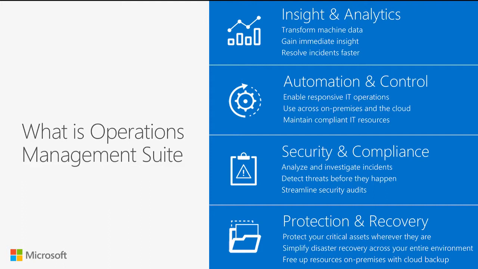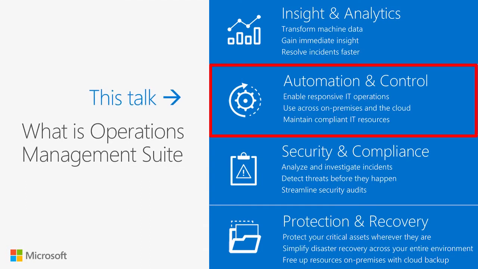What do you get in OMS? You get insight and analytics to gain immediate insights across workloads and tap into operational intelligence when it matters to explore, analyze, and take action faster. Automation and control, which enable consistent control and compliance, allowing you to deliver continuous IT services and remediate issues quickly and at scale. Security and compliance, of course, respond faster to security threats, identify emerging threats to protect your critical data and workloads. And finally, protection and recovery. Ensure availability of your applications and data with a simple, automated data protection and disaster recovery in the cloud.